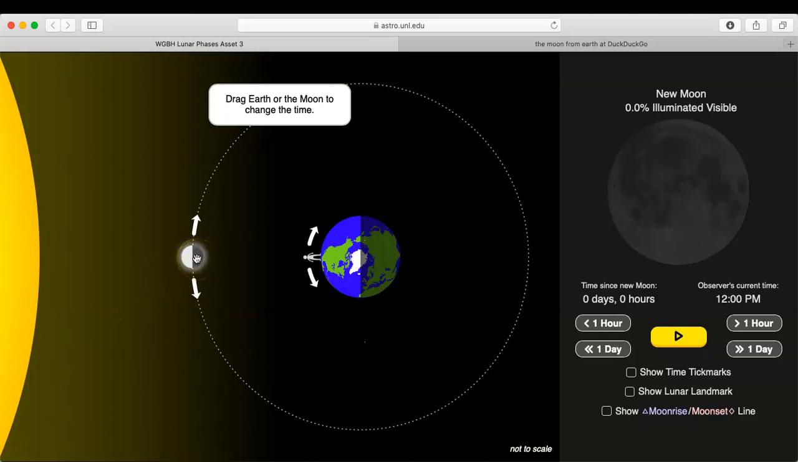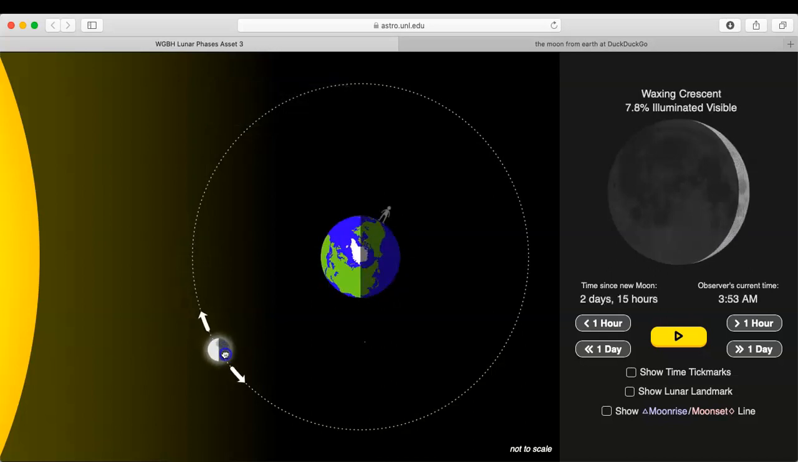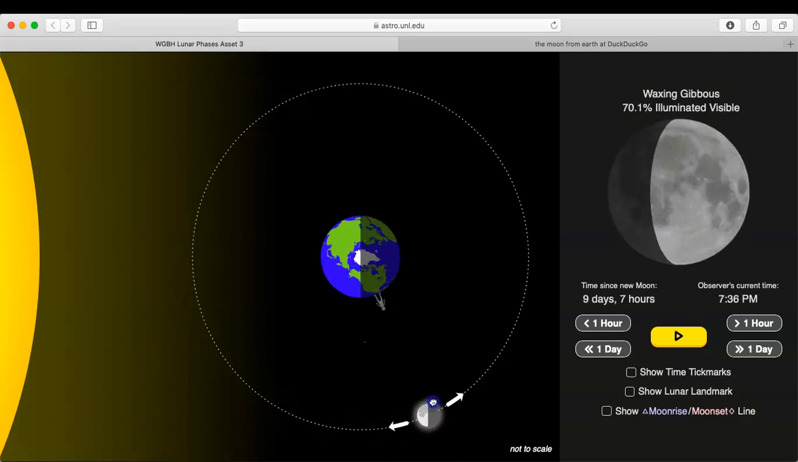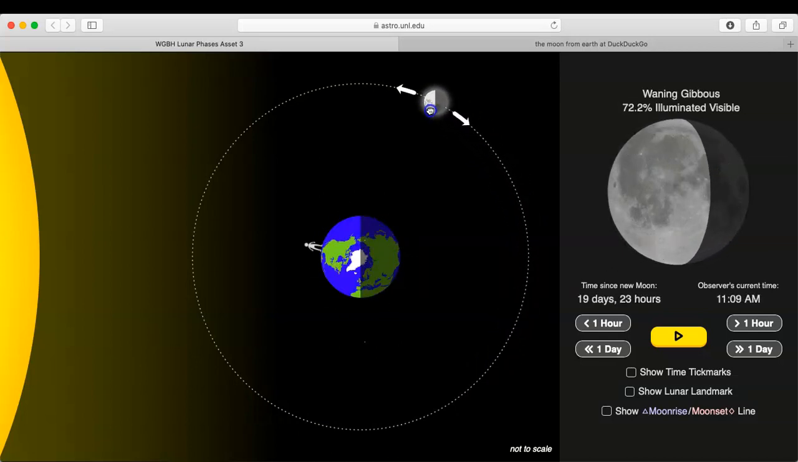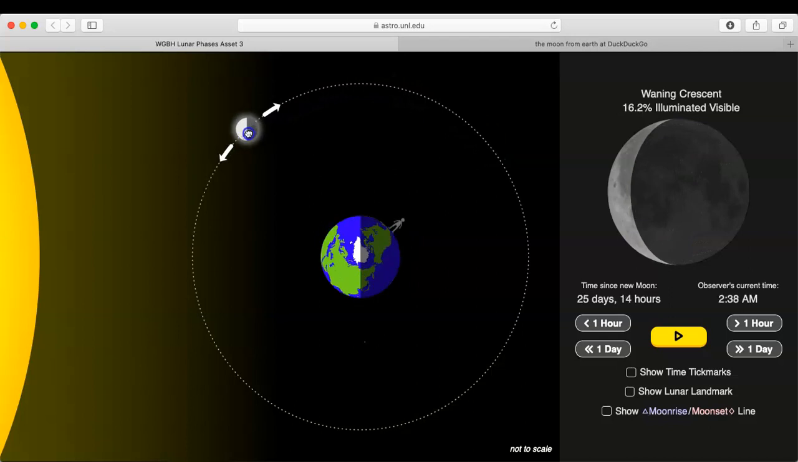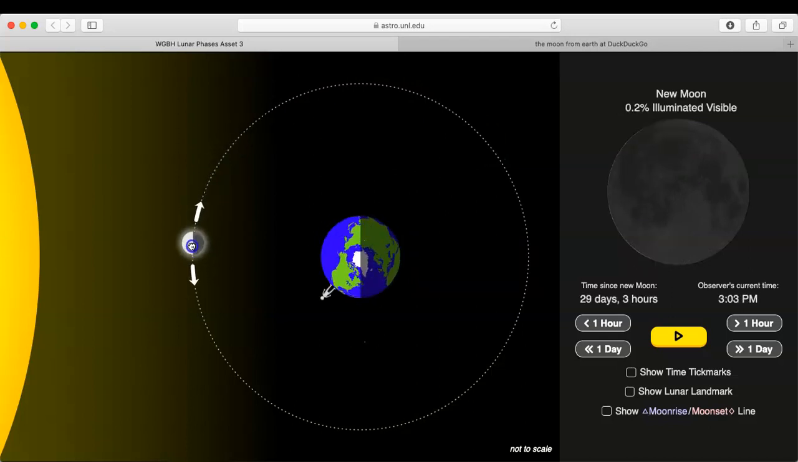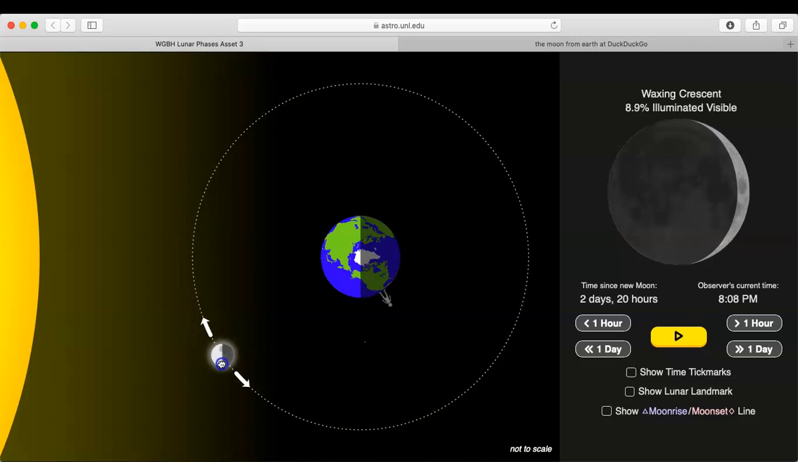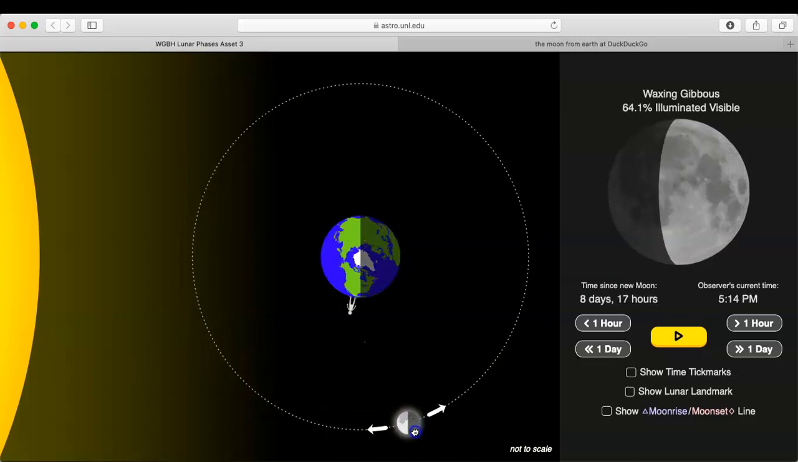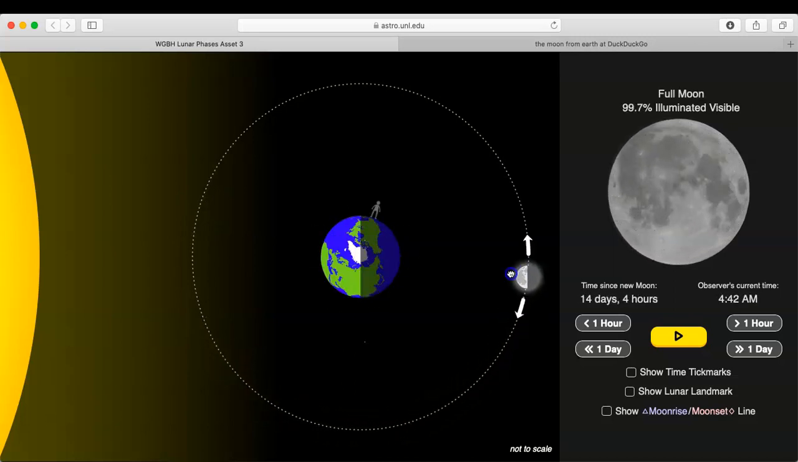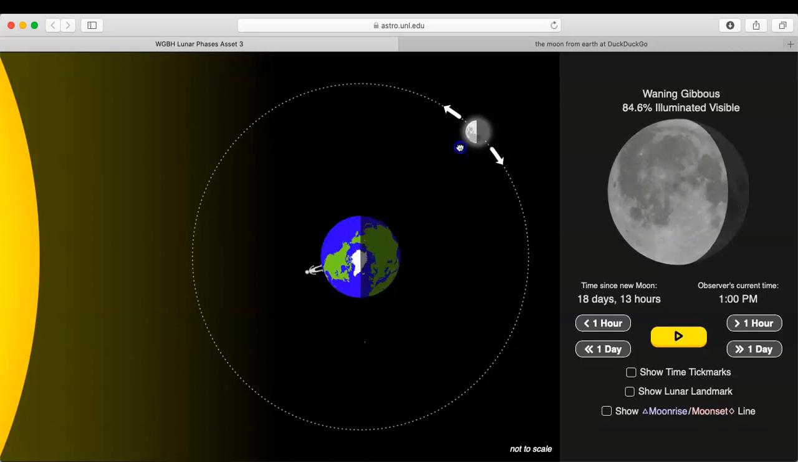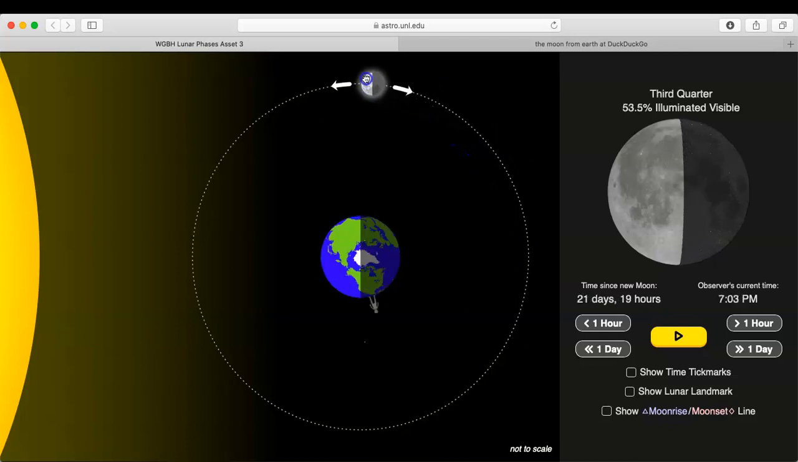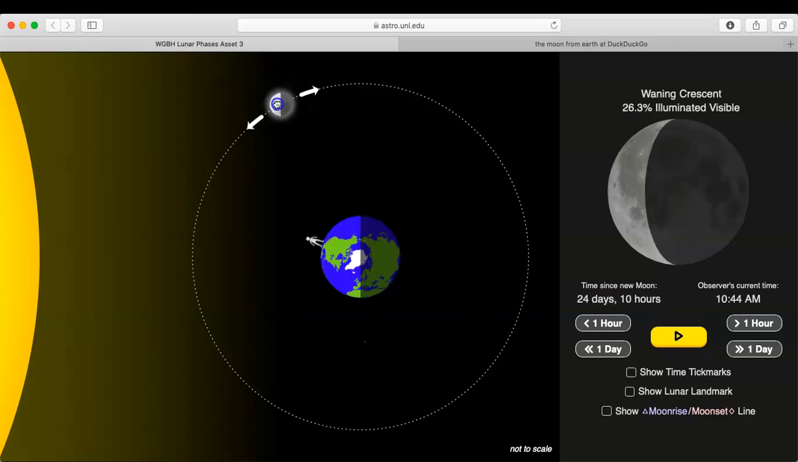One thing about this tool is that you can click and drag the moon around the Earth in its orbit. And of course, it's not a perfectly circular orbit, but to the eye it approximately is. And as the moon goes around the Earth in its orbit, even while Earth is spinning on its axis, you can see the Earth spinning on its axis there. And meanwhile, the Earth is going around the sun in its annual orbit.